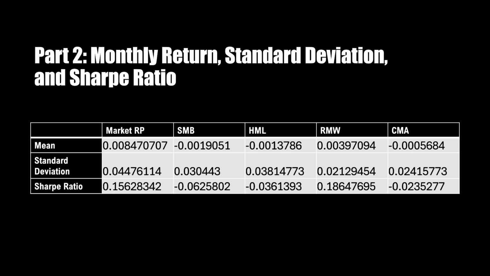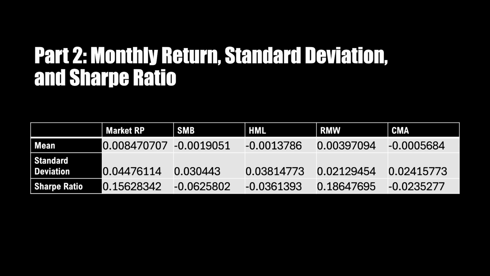Looking at the results, the market risk premium had a decent return and a positive Sharpe ratio, more importantly, meaning it gave good return for its risk. SMB had a negative Sharpe ratio, which means it's not a good factor to rely on in this case. HML also had a negative Sharpe ratio, again, not a good stock to invest in. RMW had the highest positive return and the highest Sharpe ratio, which means you are getting a better return for the risk you're taking on.